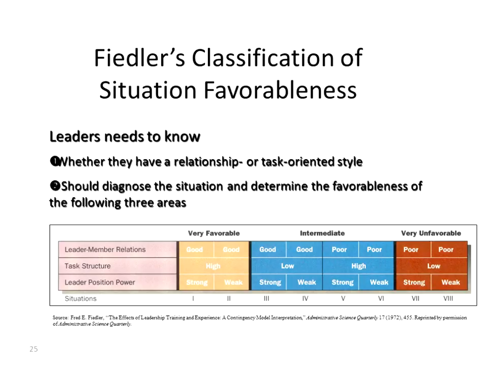This is Fred Fiedler's classification of situational favorableness. He said leaders need to know whether they have a relationship or task-oriented style and should diagnose the situation and determine the favorableness of the following three areas: leader-member relations, task structure, and he introduced something new called leader position power.